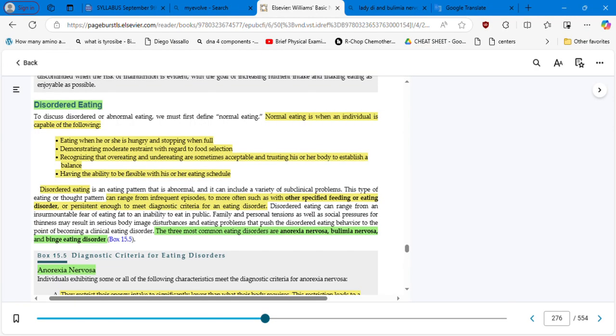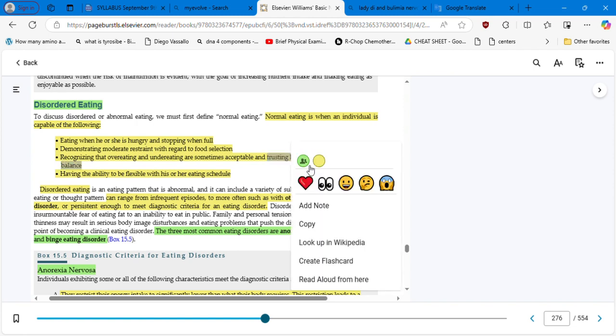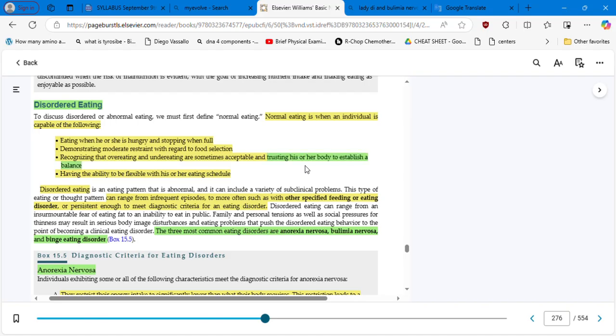So disordered eating, we are entering a zone that not only includes, because we just reviewed the aging, the elderly population, we are entering a zone for the young population, okay? So normal eating is when an individual is capable of eating when he or she is hungry and stopping when full, right? Demonstrating moderate restraint with regard to food selection, recognizing that overeating and undereating are sometimes acceptable, and trusting his or her body to establish a balance. This is important, trusting his or her body to establish a balance, okay? One of the most important concepts in disordered eating. Having the ability to be flexible with his or her eating schedule.